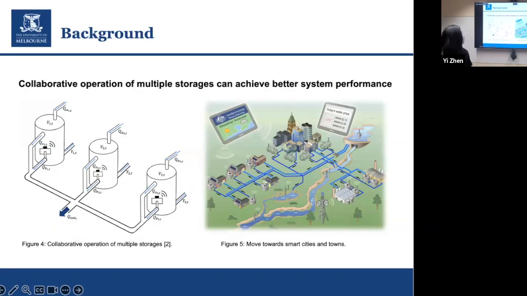We observed in a previous study that the collaborative operation of multiple storages can achieve better system performance. We want to build on that idea, but expand it to a much larger network of distributed small and large rainwater storages. We use optimization to control the systems based on the weather forecast. We hope that this project can provide a template for water management and ultimately help deliver smart cities and towns.